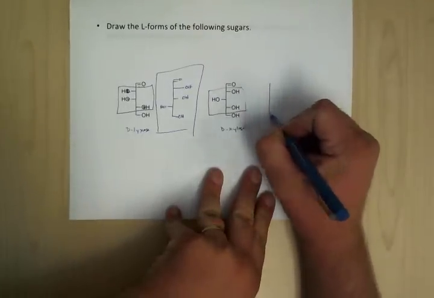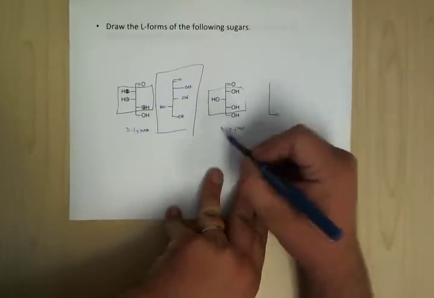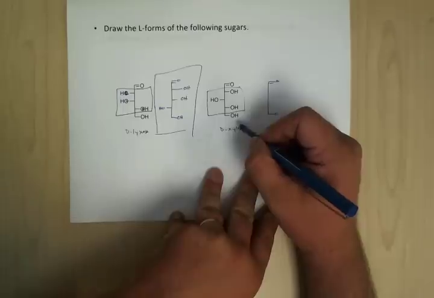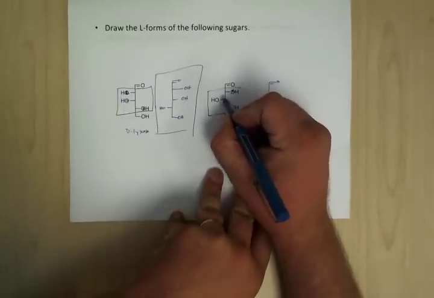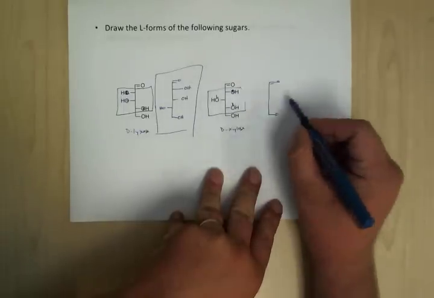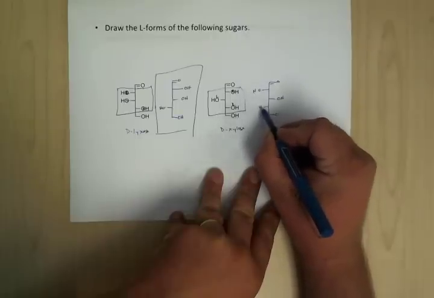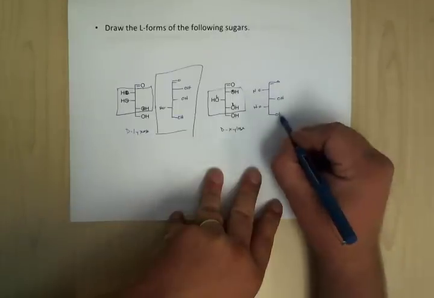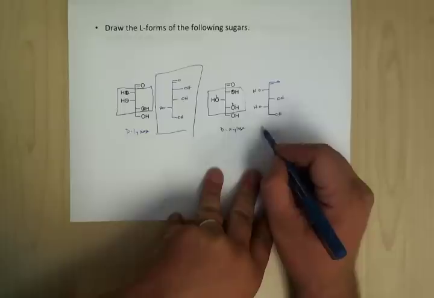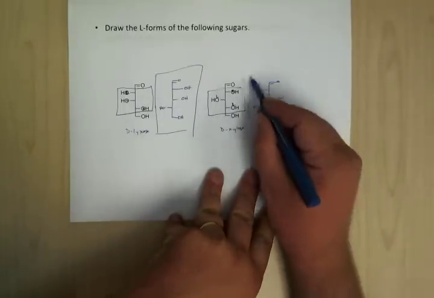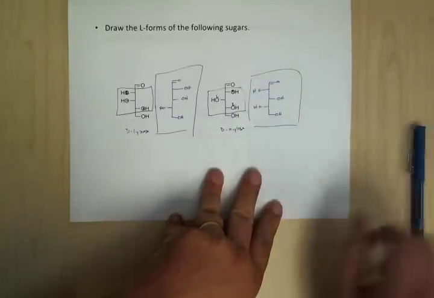Okay, so we're going to make L-xylose, where you keep these guys the same because those aren't chiral, but here this is right, left, right. So we'll draw the mirror image. So there we go. This would be the L-xylose. This would be the L-lyxose. But this is what I'm interested in here.